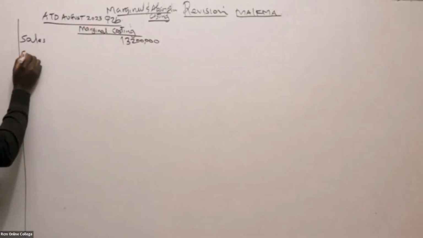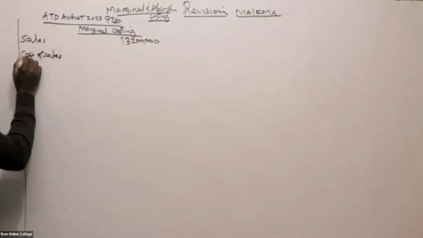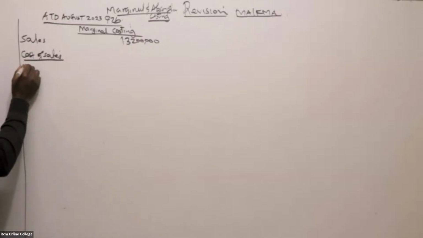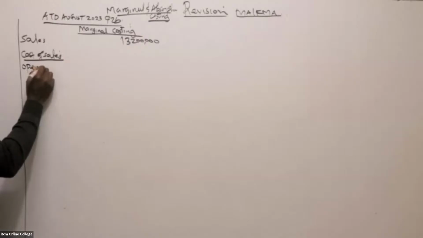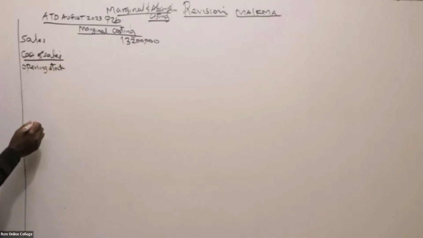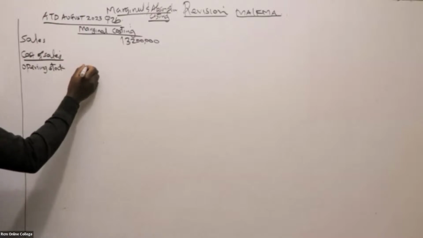Then from that, we are using marginal costing, so we go to cost of sales. Our cost of sales under marginal costing will only contain what we call variable production cost. So let's get opening stock. Do you have any opening stock? If yes, we would have brought it in using that cost. So we don't have opening stock.